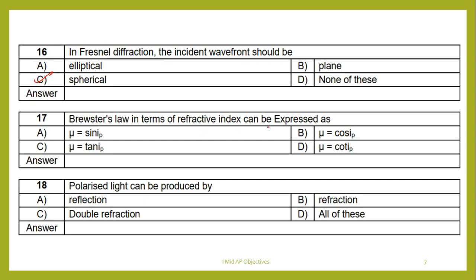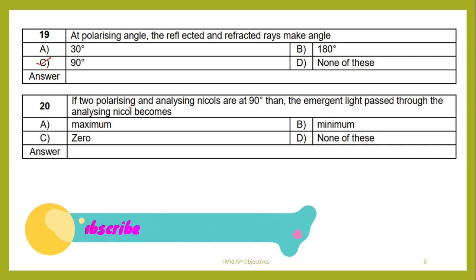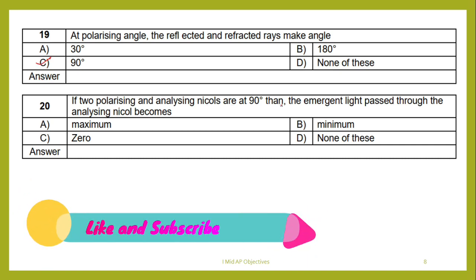Brewster's law in terms of refractive index can be expressed as mu equal to tan i_p. Polarized light can be produced by reflection, refraction, double refraction, so all of it. At the polarizing angle, the reflected and refracted rays make an angle of 90 degrees. If the polarizing and analyzing nicols are at 90 degrees, then the emergent light passed through the analyzing nicol becomes zero.